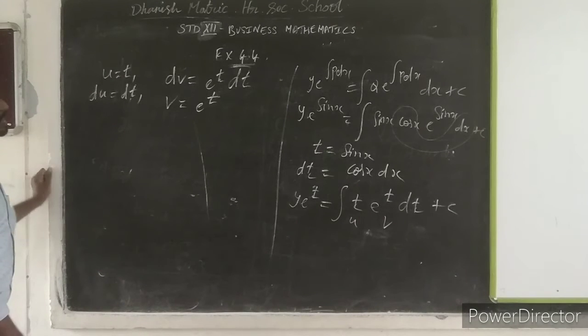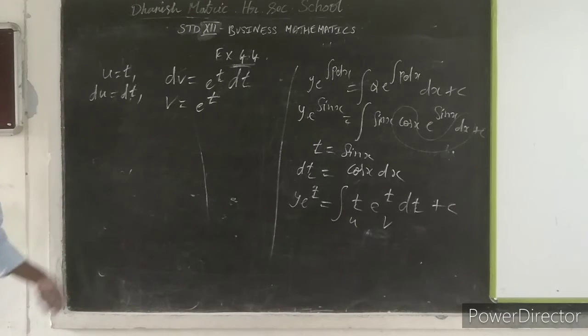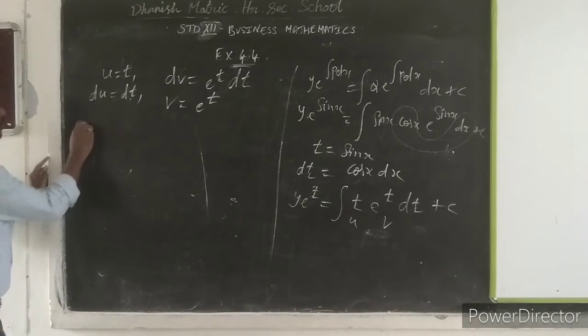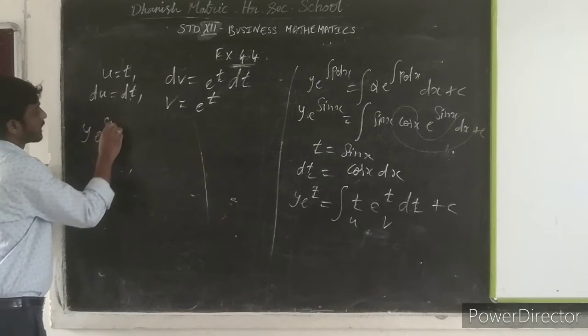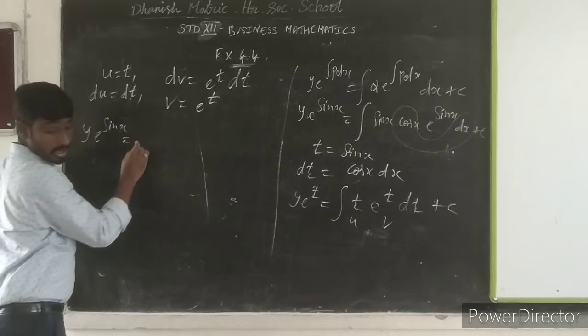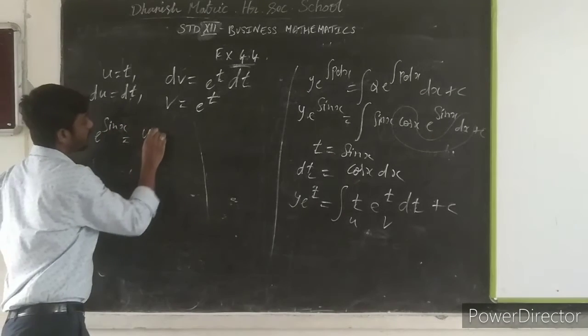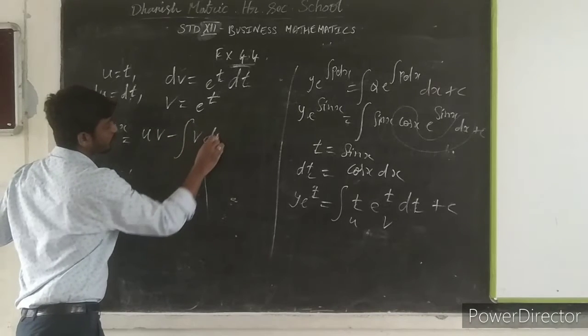Now substitute into the formula. What is the formula here? y e power of sin x equals uv minus integrate of v du.